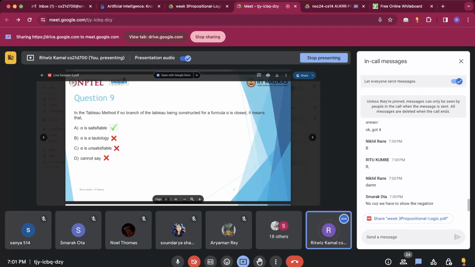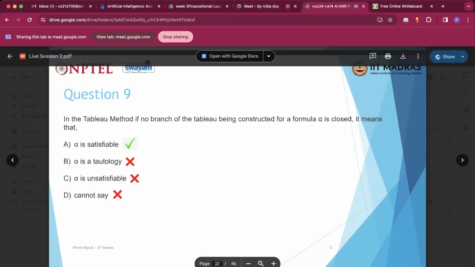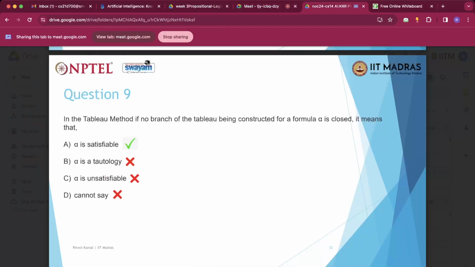Okay, I hope this was also clearer. If not, I think the next question will resolve all doubts that are remaining about satisfiability, tautology, contingency, and all those things.